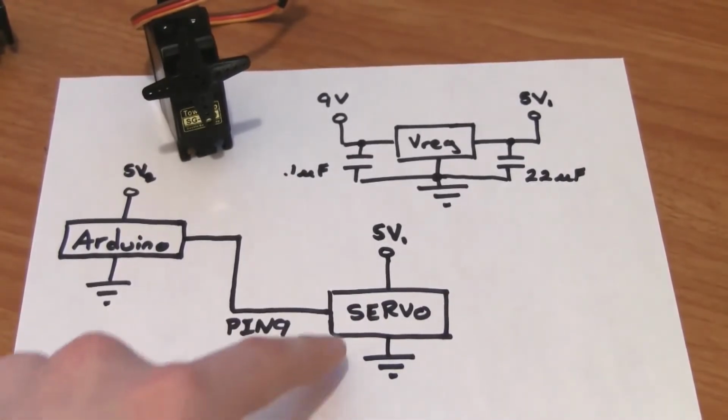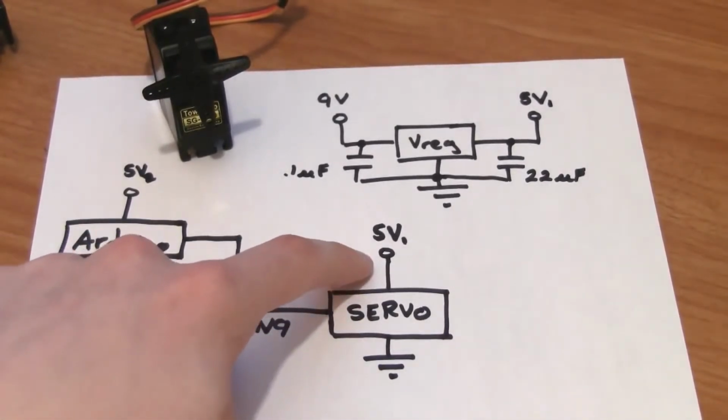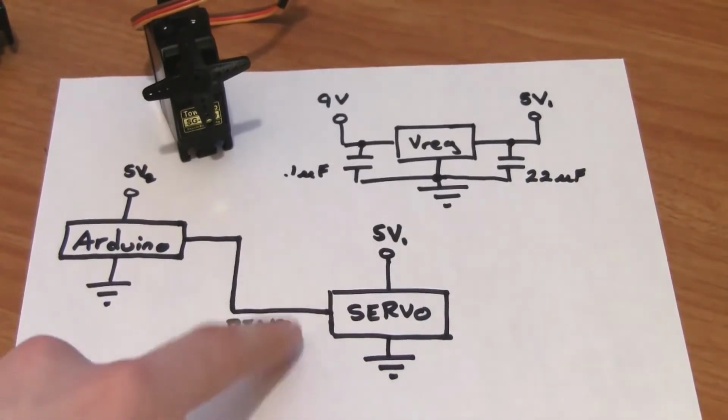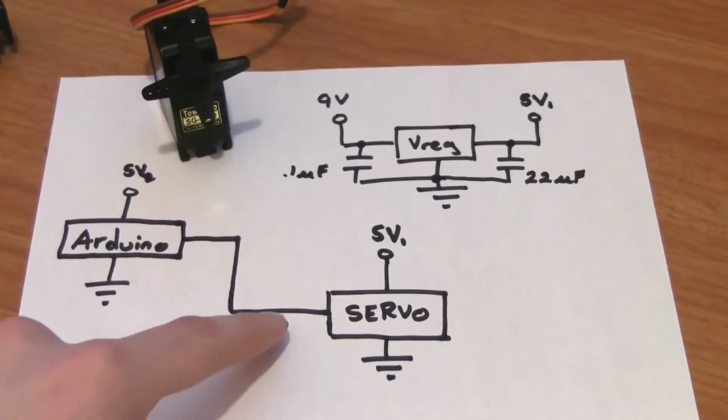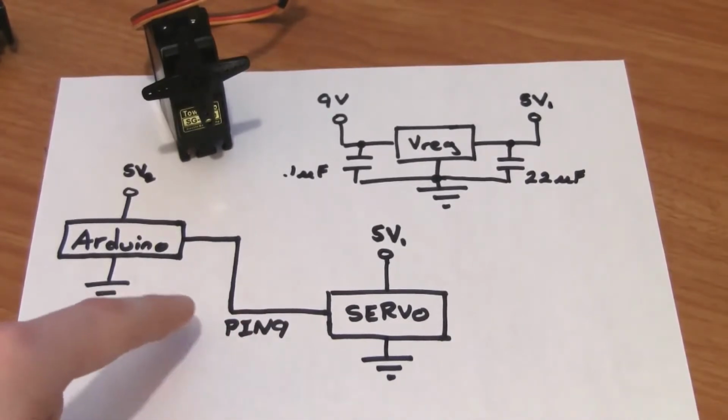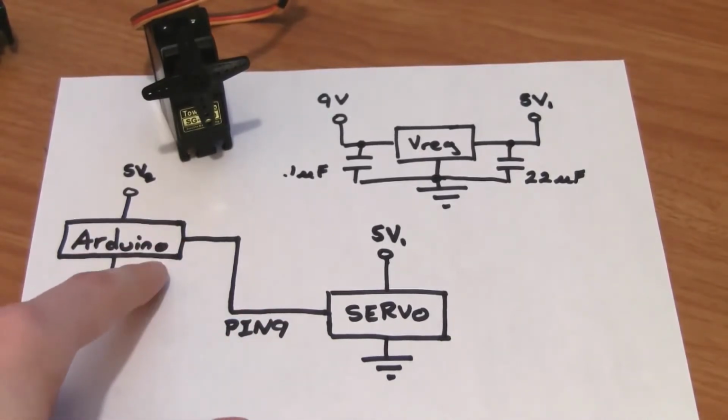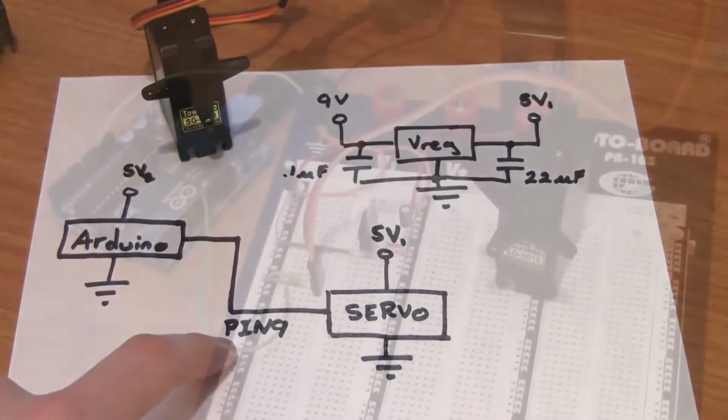The servo has 3 wires: a 5-volt supply wire, a ground wire, and a communication wire. This communication wire operates at a 5-volt logic level and can be connected directly to a PWM-enabled pin of the Arduino. We're going to use pin 9 again.